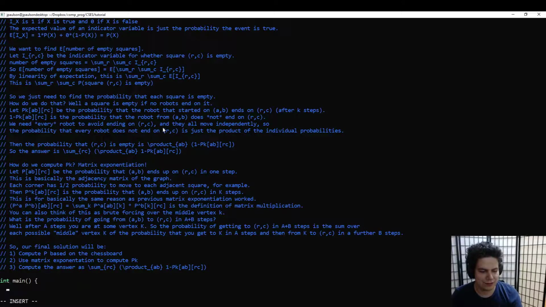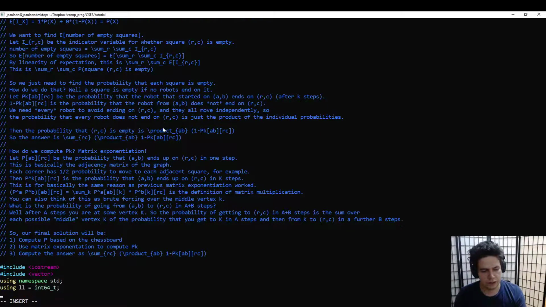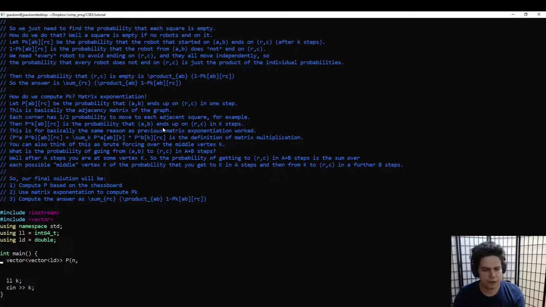Actually, we don't even need to be in K for a while. This problem is kind of weird in that it has very little input. So I'll use iostream. We need vector, using namespace std, 64-bit int, and we're also going to use doubles, as is probably typical in probability questions. So P is going to be a matrix of doubles. A vector of vector of long doubles. We'll say P is a mat.